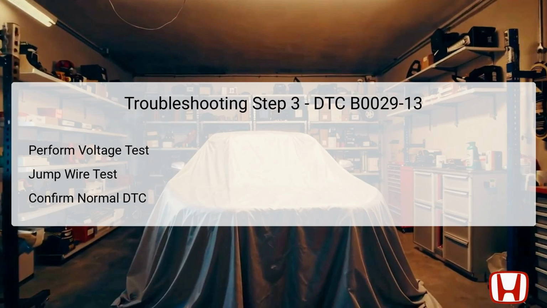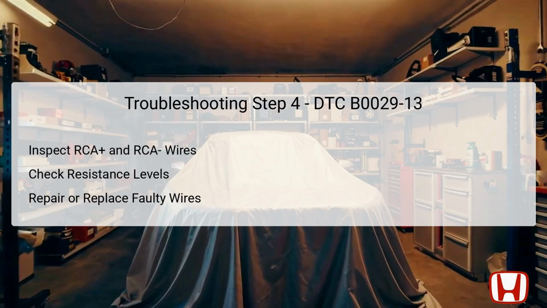If DTC B0029-13 does not return, the problem lies within the right side curtain airbag, suggesting it may be defective. If the code persists, it may indicate issues with related components or the SRS unit itself, requiring further investigation.